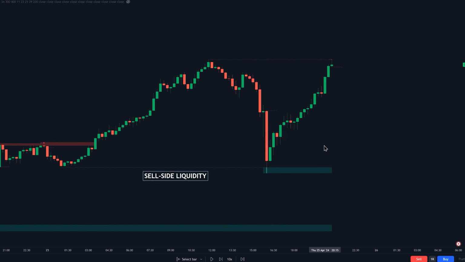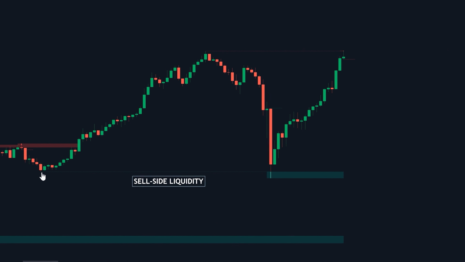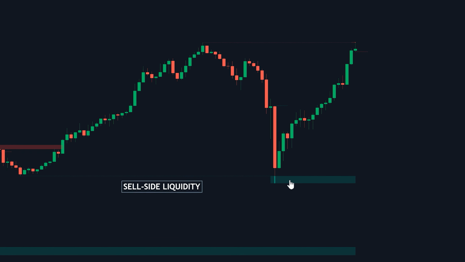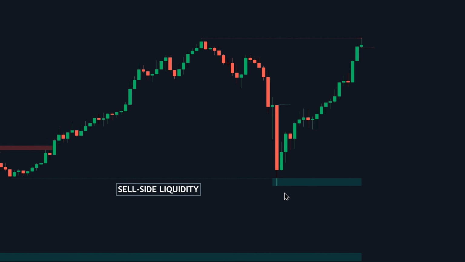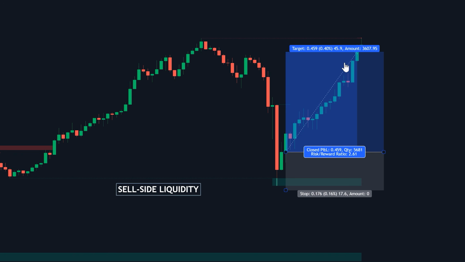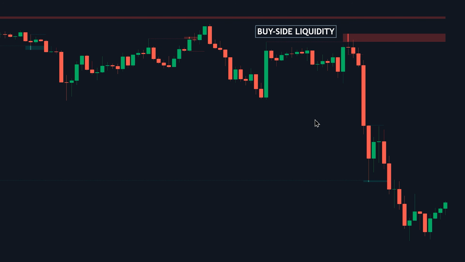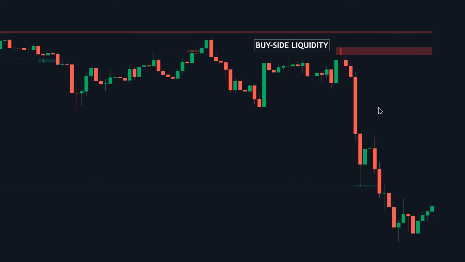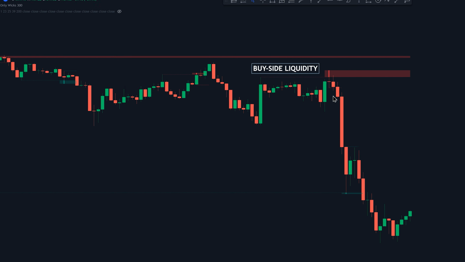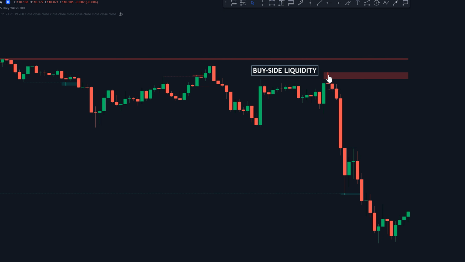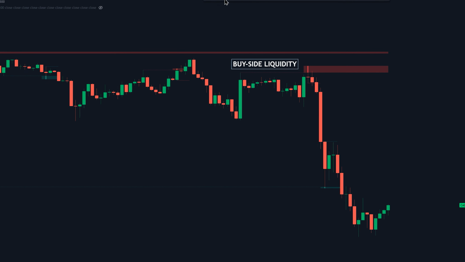Using this indicator to trade is really simple. For a long trade, you identify a sell-side liquidity sweep that is going to look something like this. After you have it, you take your long position. For a short position, you identify a buy-side liquidity sweep, and that is going to look exactly like this. After we have that, we take a short position.